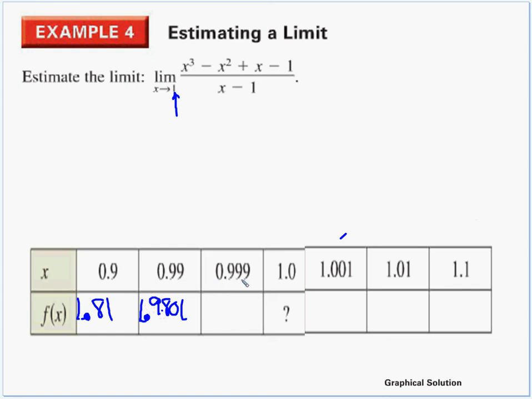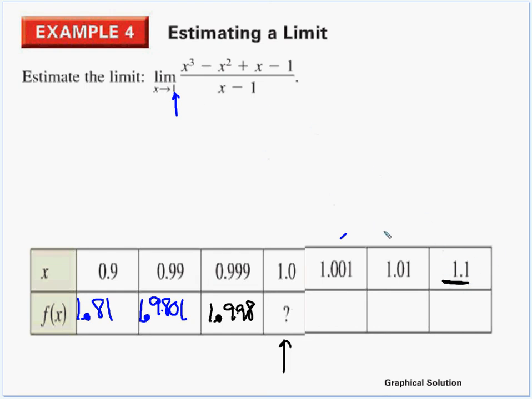And if we put in 0.999, we get 1.998. Again, we can't plug in 1 directly. We get that indeterminate form. So let's hop over here to the right side.